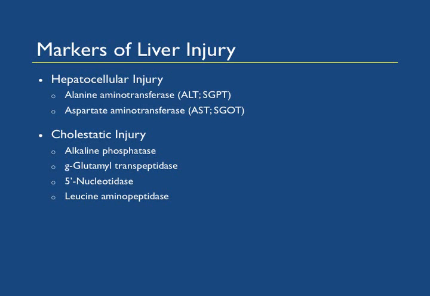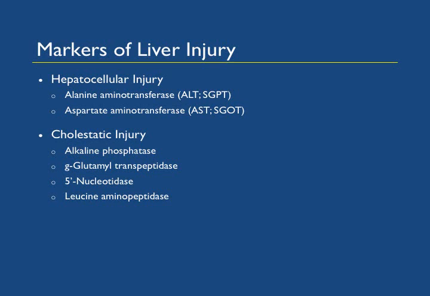The markers of liver injury are divided into two classifications. Those markers of hepatocellular injury include alanine aminotransferase, abbreviated ALT, also abbreviated SGPT, and aspartate aminotransferase, abbreviated AST and SGOT. With respect to the specificity, alanine aminotransferase, or ALT, is more liver-specific, with AST located not only in the liver, but also in particular in muscle.